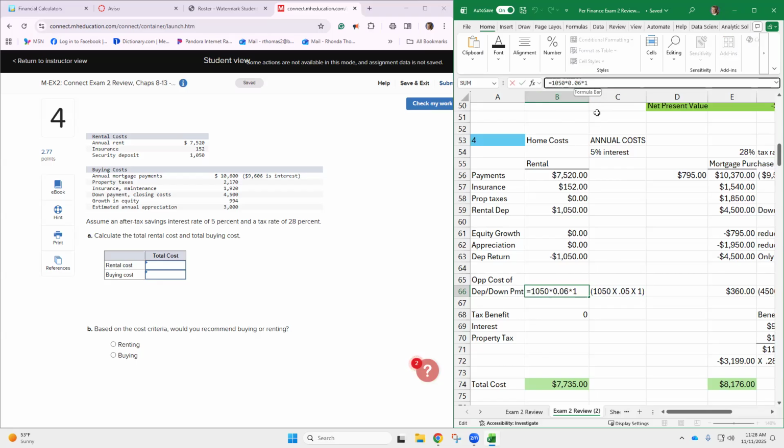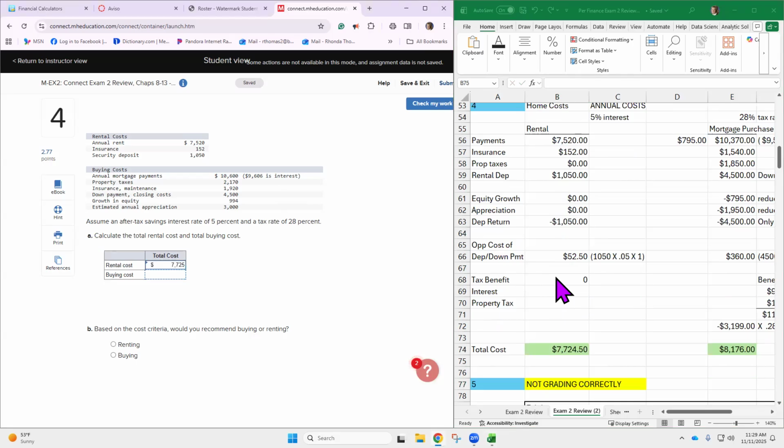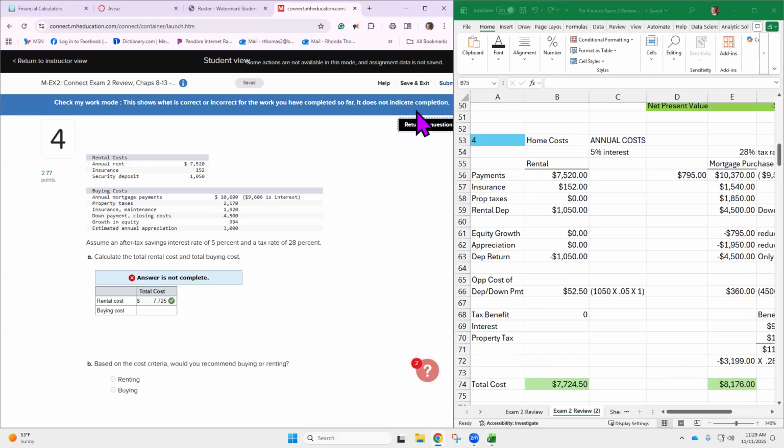Okay, so I've got to change my formula here. All right, so it looks like I've got 5,250. There are no tax benefits for renting. So if I've got this in here correctly, it looks like the rental cost is $7,724.50. Now, I think the last time we did this, I think it is grading correctly. This is the one we had troubles with in the chapter. I think they have fixed this one, but it's the next one that was giving us troubles.